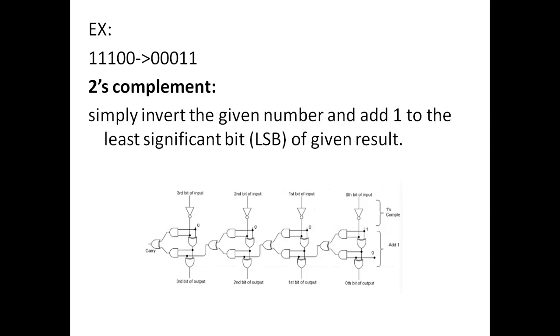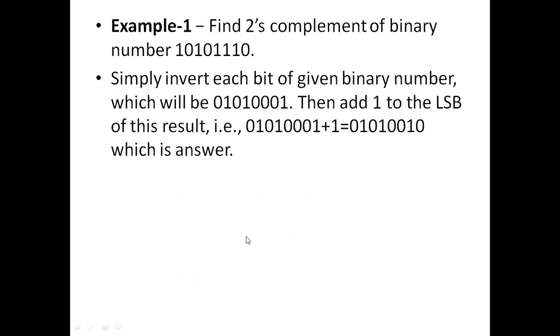First, the binary values are converted into one's complement. Then we add 1 to the least significant bit of the one's complement value. So finally we get a result, and the result is called the two's complement value. So this is a logical diagram used in one's complement representations.